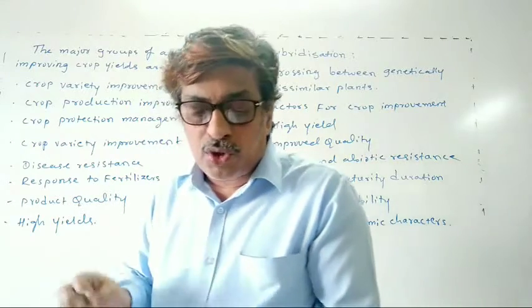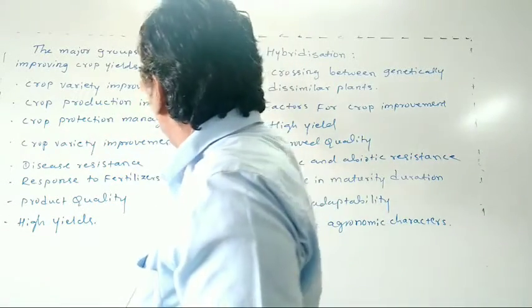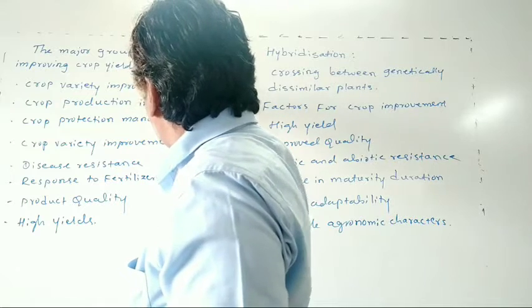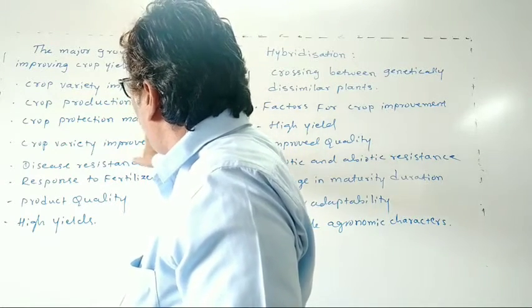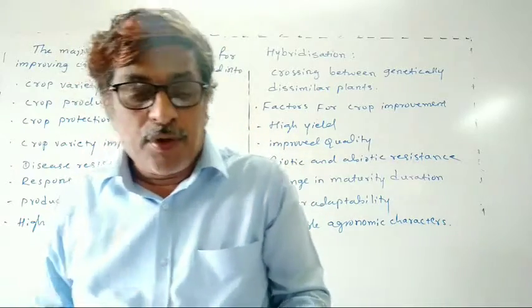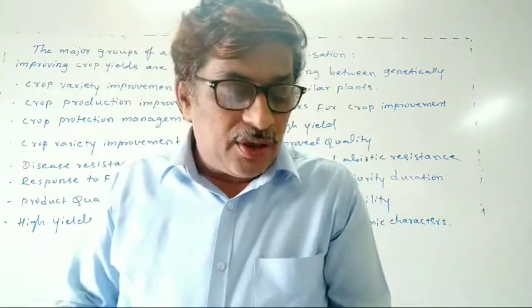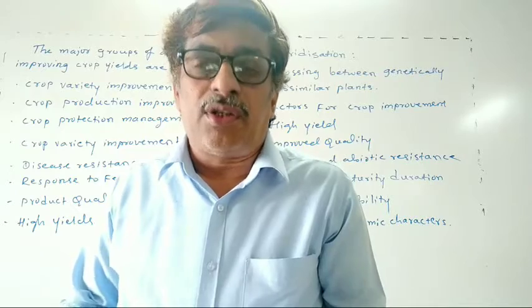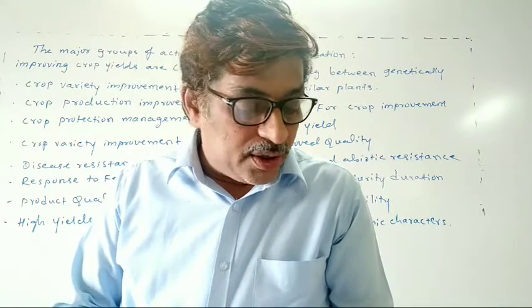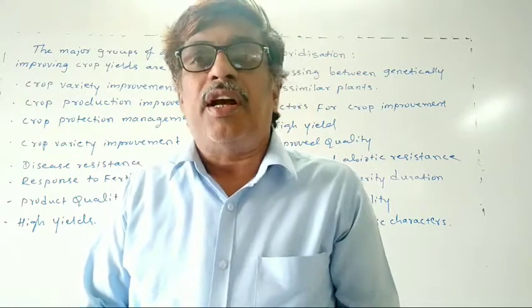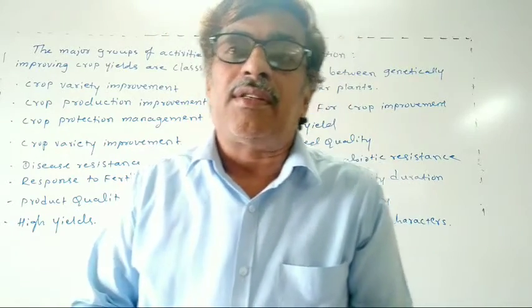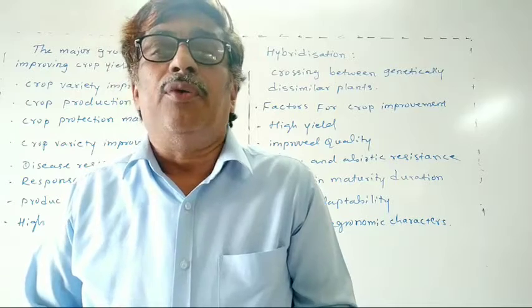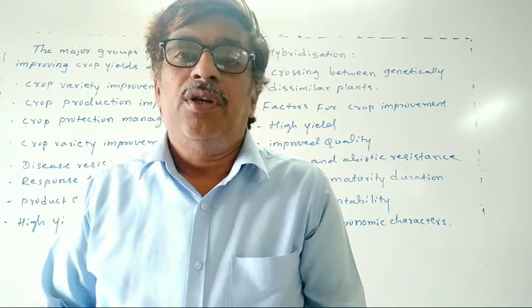Okay, so we have now completed the major groups of activities for improving the crop: crop variety improvement, crop production improvement and crop production management. So in the next video we will go for manure and fertilizers, irrigation and cropping patterns. All this we will discuss in the next video. Okay, got the idea, students?